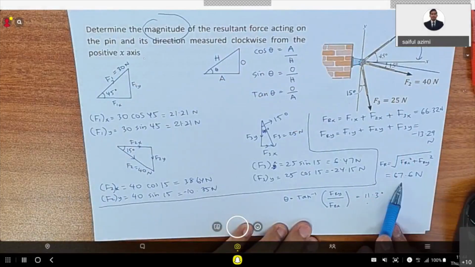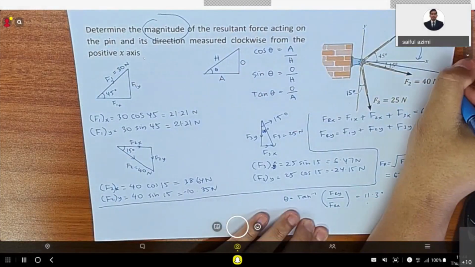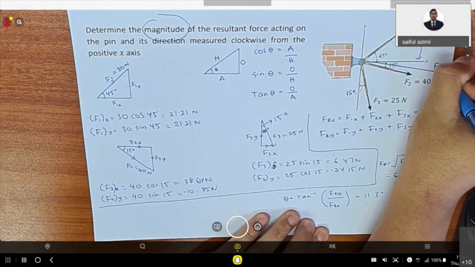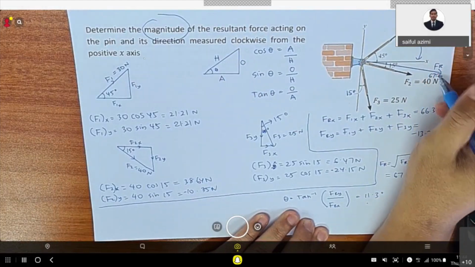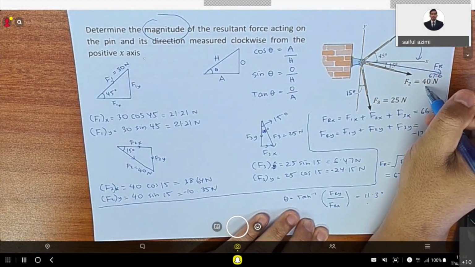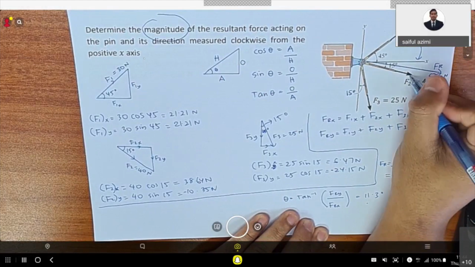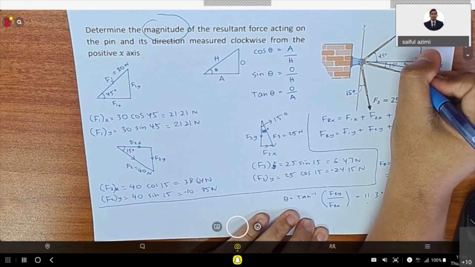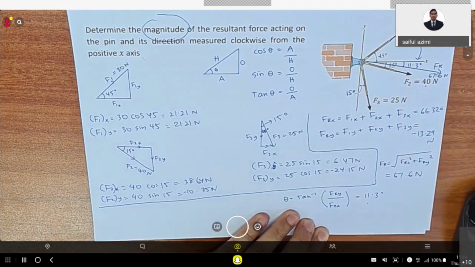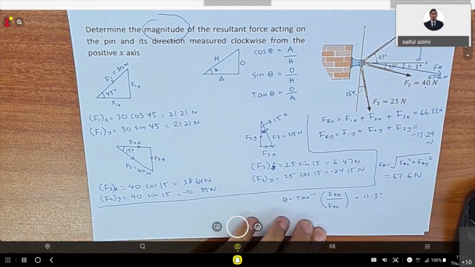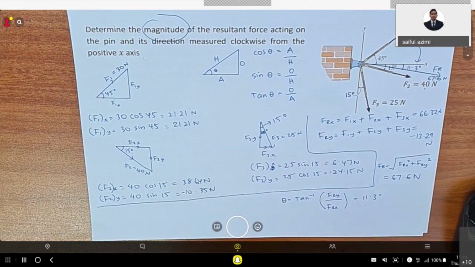Magnitude is higher. So this is FR, 67.6. It is longer than the 40 Newton. 40 Newton is shorter, right? And the angle here is 11.3 degrees. Okay? Right, so can you understand this example?